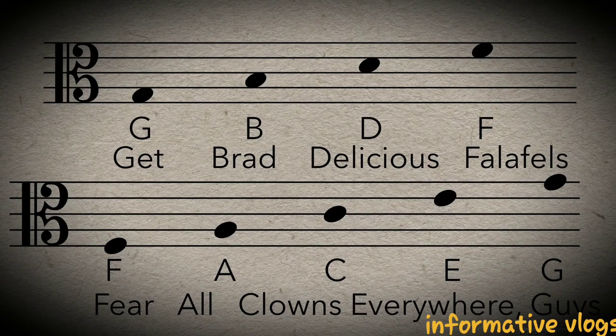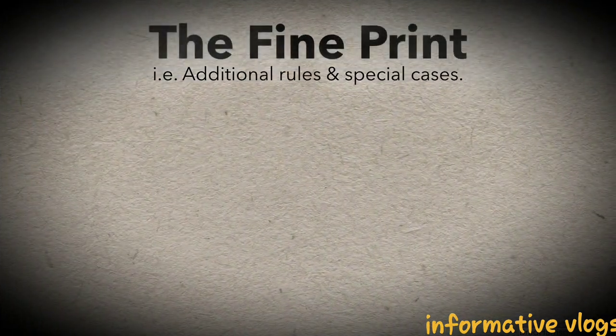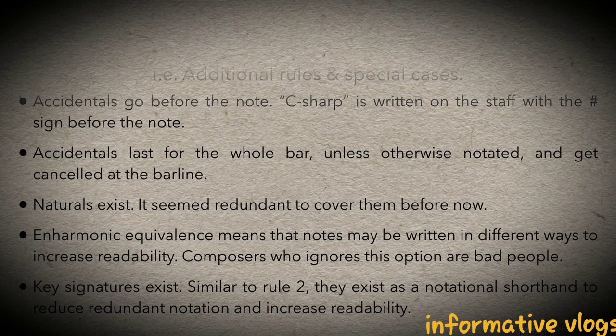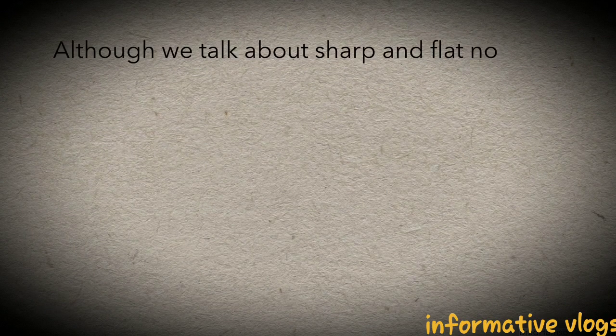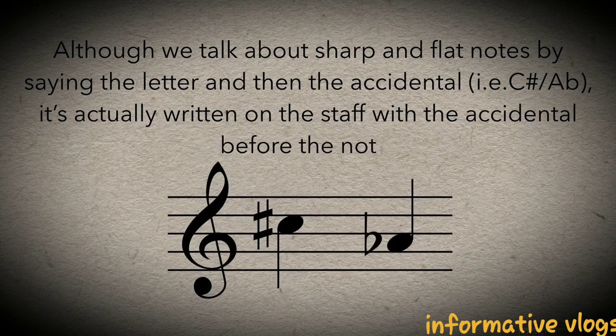Whether you prefer repetition, a touchstone note, or a mnemonic device, learning to quickly and accurately name notes is an important skill for musicians. There's just a few other rules for note naming. They mostly have to do with accidentals, which is another name for sharps and flats. First, although we talk about sharp and flat notes by saying the letter and then the accidental, like C sharp and A flat, it's actually written on the staff with the accidental before the note.